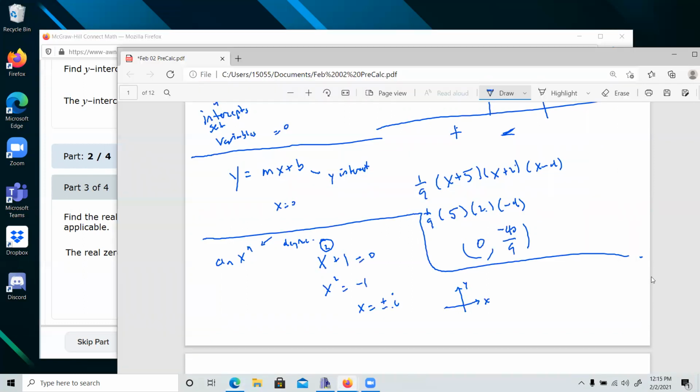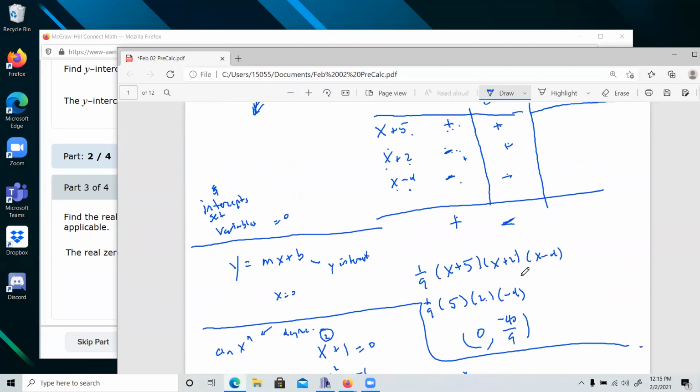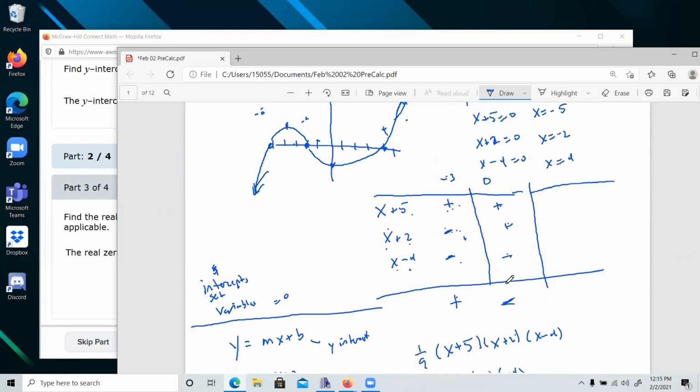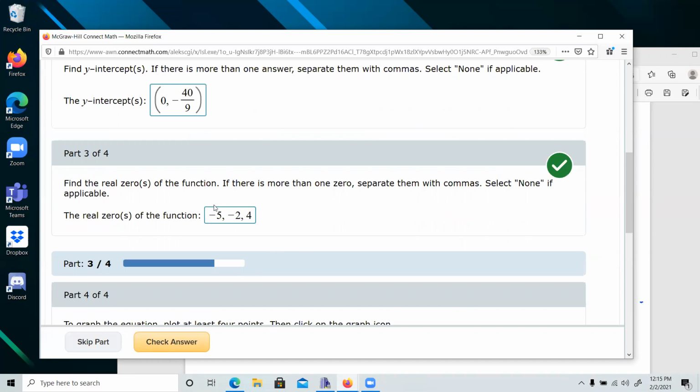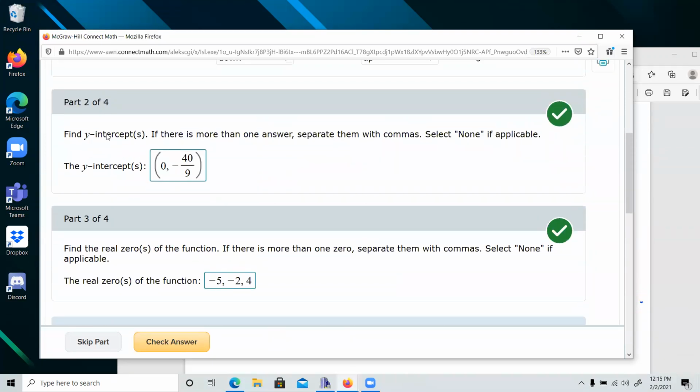All right, so let's see here. It's -5, -2, and 4. In this case, they want -5, -2, and 4, and those are my zeros. This is also why it's important to do the pretest, because it's important to remember: did they want a point? Did they want just values? In this one, they just wanted values. Here, they wanted a point.